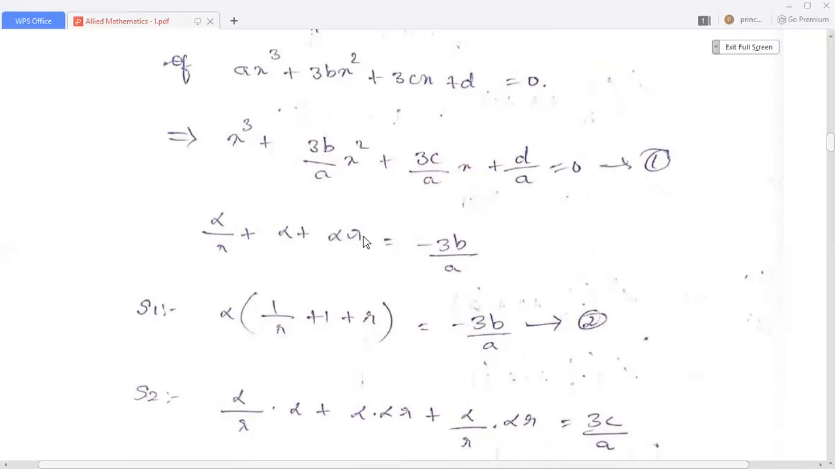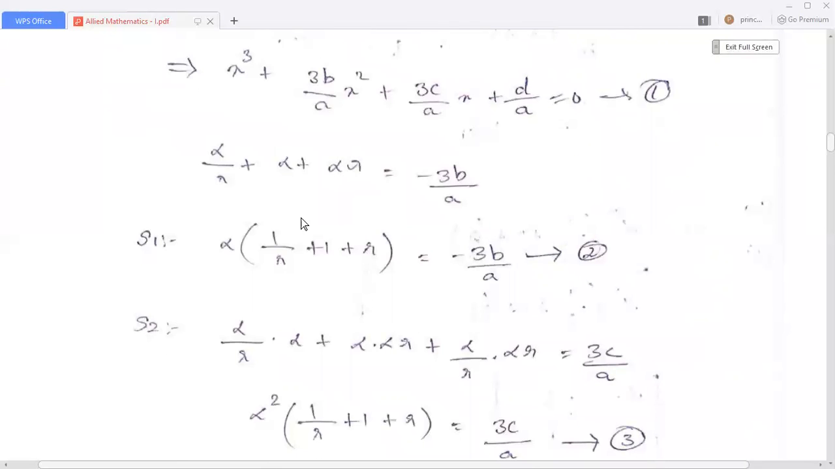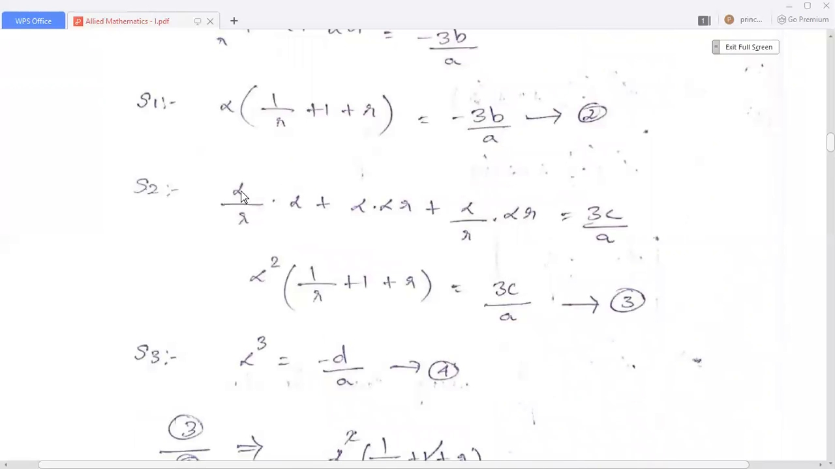Now we write the sum of all the roots. That is alpha by r plus alpha plus alpha r equal to minus 3b by a. We can take out alpha as the common element. So the remaining terms will be 1 by r plus 1 plus r equal to minus 3b by a alpha. This can be taken as equation number 2. Next, we write the sum of product of roots taken 2 at a time. So that can be taken as S2.